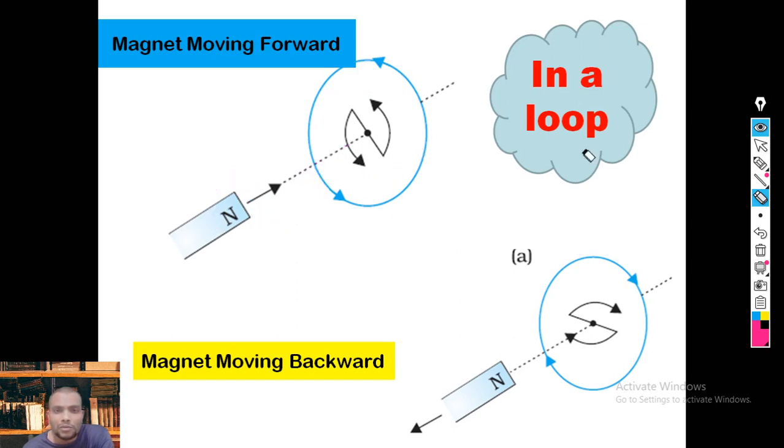Now I encourage you to remember: in the loop, if the current is in the clockwise direction, that contributes a south pole. In the loop, if the current is in the anti-clockwise direction, that contributes a north pole.